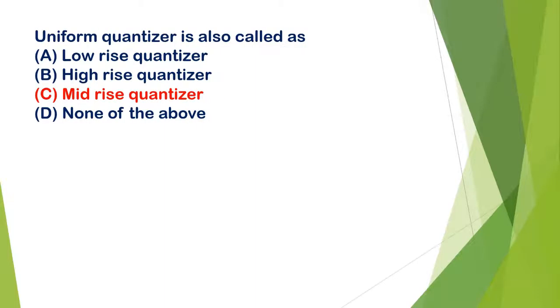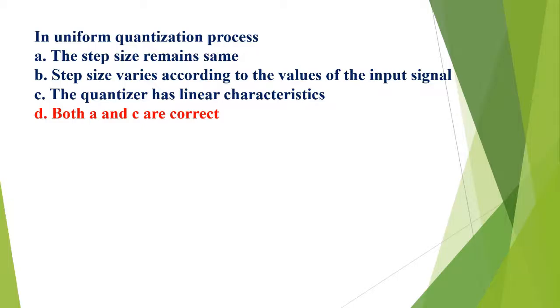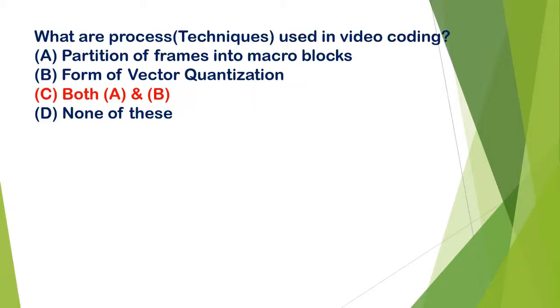Quantization error. Uniform quantizer is also called A. Low-rise quantizer, B. High-rise quantizer, C. Mid-rise quantizer, D. None of the above. And the correct option is C. Mid-rise quantizer. In uniform quantization process, A. The step size remains same, B. Step size varies according to the value of input signal, C. The quantizer has linear characteristic, D. Both A and C are correct. And the correct option is D.